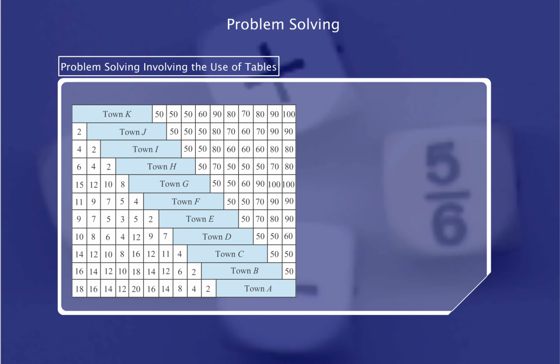This is the timetable of a fast train. From the table, we can easily get the information we want. For example, from town J to town E, the train fare is 70 cents, and the travel time is 7 minutes. Based on the table given, answer the following questions. How long does it take to travel from town J to town D? Between which two towns is the travelling time the longest?